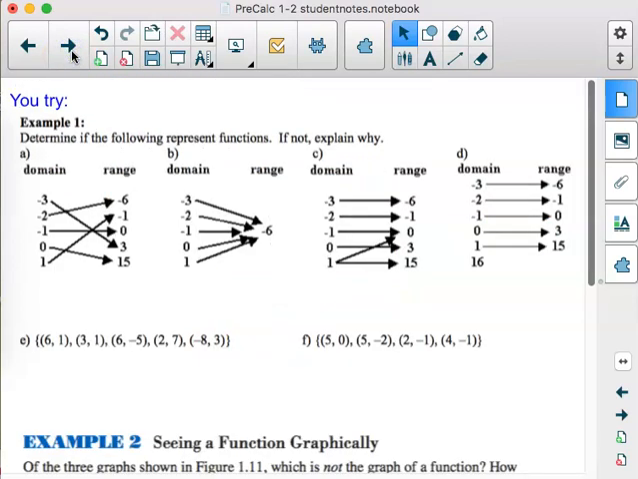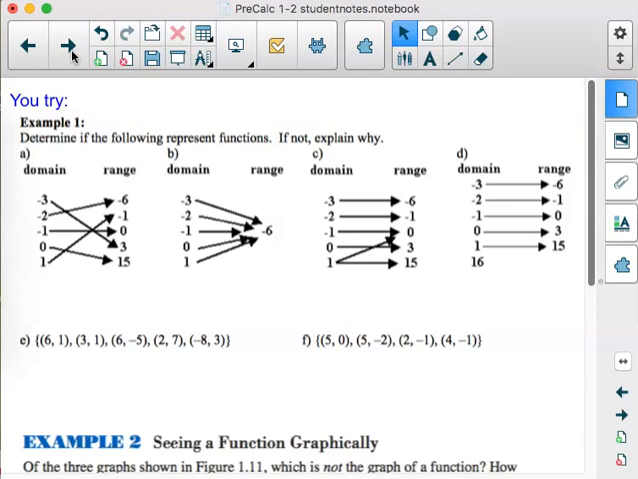Now, these say you try. So we want to determine if the following represent functions, and if they don't, we want to explain why, and this is just using these mapping diagrams. So I would like you to go through A, B, C, and D, and pause the video now and see if you can get these correct. All right, starting back up.